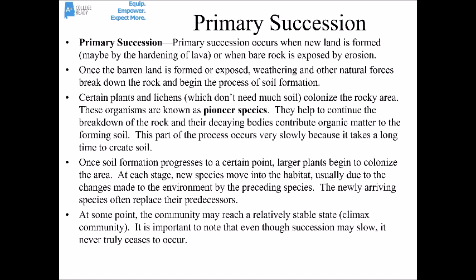This occurs when new land is formed, possibly by the hardening of lava, new rock, or when bare rock is exposed, maybe on a mountain through erosion. Once this barren rock is formed or exposed, weathering and erosion and other natural forces start to break down the rock and begin the process of making soil. Certain plants and lichens, which don't need much soil, colonize this rocky area. They're known as pioneer species.